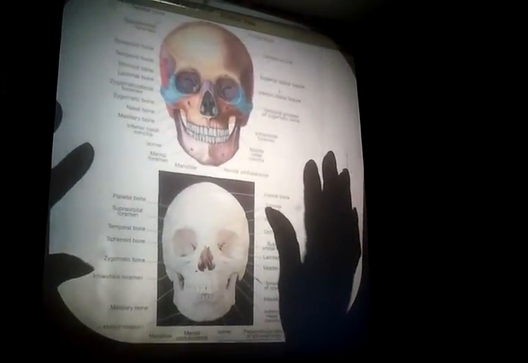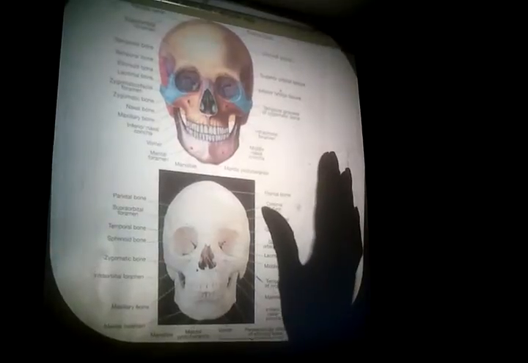Another thing they use to sex a skull is usually the superciliary ridges that hold the eyebrows right here. They are fairly heavy in the male versus the female, and that's something else they also use. What do you mean by heavy? They actually are heavy. They hang over a little bit more. Yeah, the bones actually protrude out more.